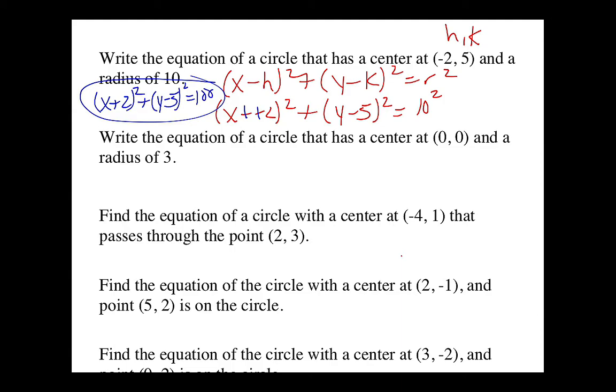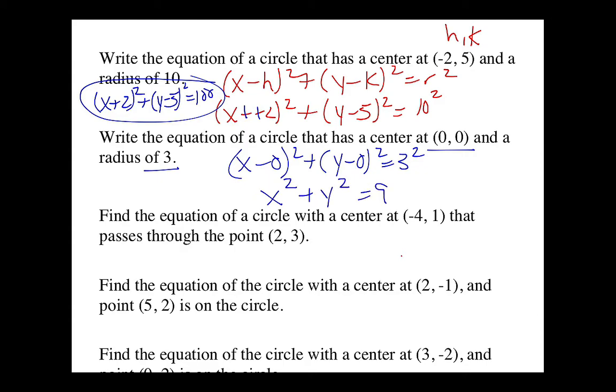Next example. Center is (0, 0), radius of 3. I'm just going to go ahead and write that. It's (x - 0)^2 + (y - 0)^2 = the radius squared. Some of you can probably do all of this in your head. I'm just writing it so that you can see it. x minus 0 is kind of unnecessary to write, so we're just going to say x^2 + y^2 = 9. That's the equation of that circle that has that information.